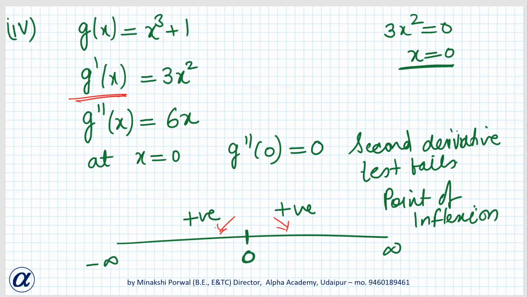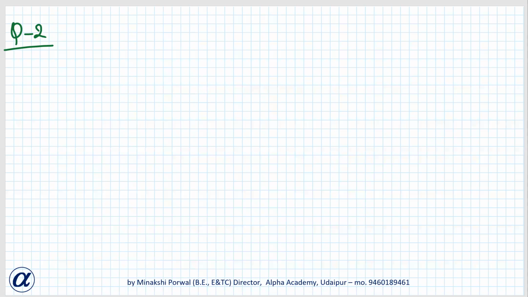Ma'am, can there be a point where it is not a point of inflection and still the second derivative test fails? No, the second derivative test will mostly fail there only. But ma'am, is there a possibility, if the second derivative test fails?